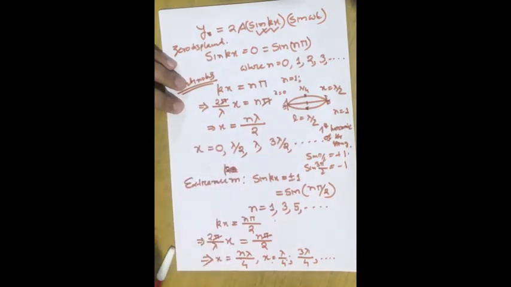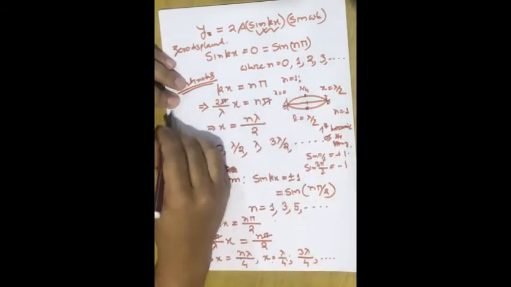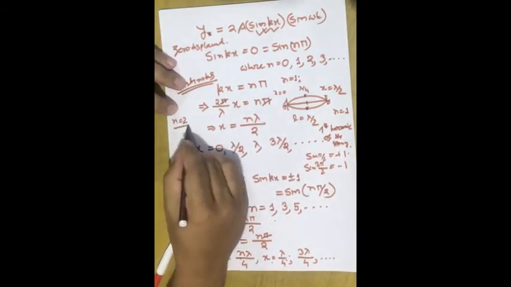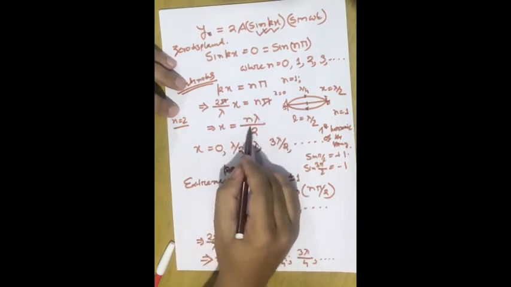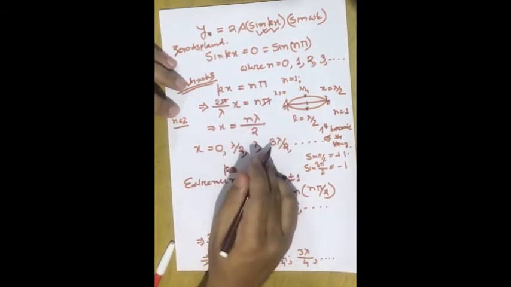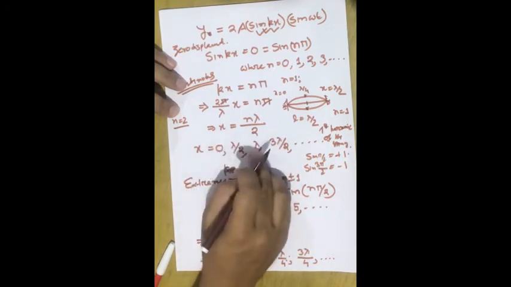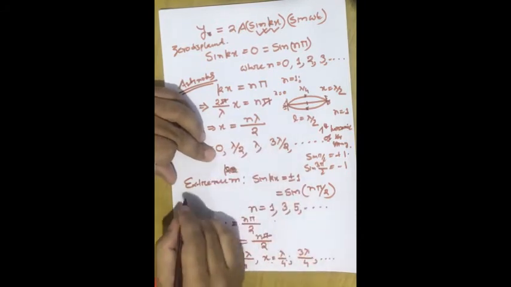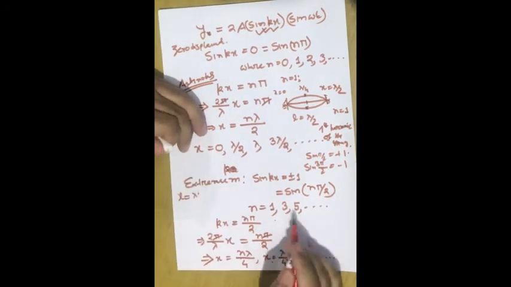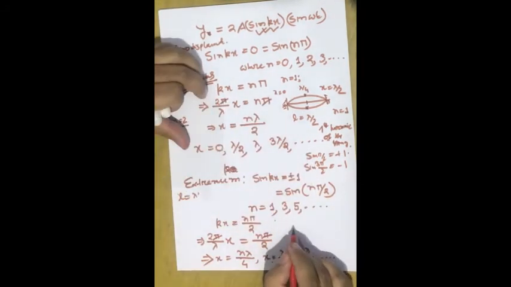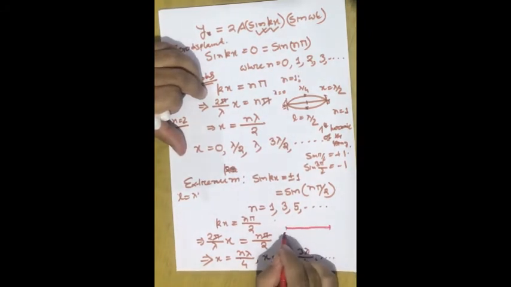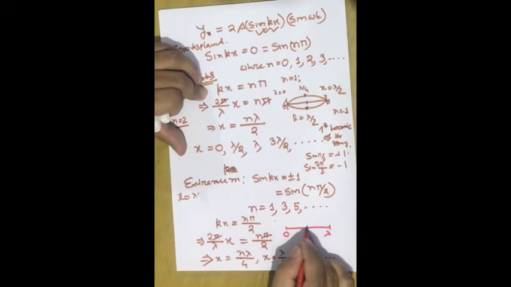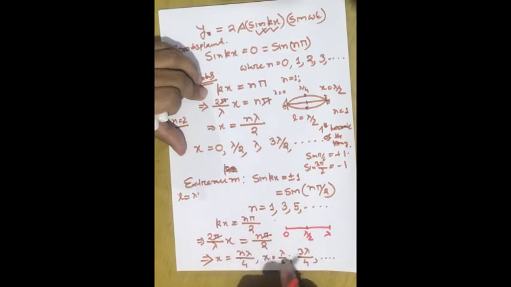Okay. Now let's take n is equal to 2. In this case, how many minimum are possible? For n is equal to 2, there are 3 points where the amplitude will become 0. That is 0, lambda by 2 and lambda. Suppose we are taking a string of length L is equal to lambda. So there will be 3 points where the vibration gives us 0 amplitude: this is 0, this is lambda, and this is lambda by 2.